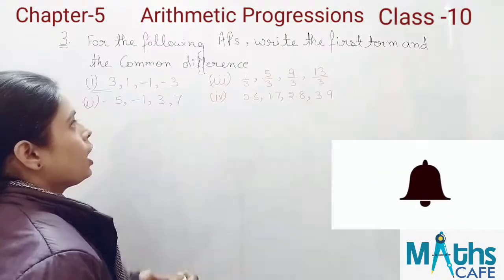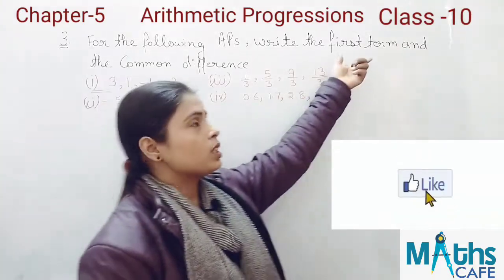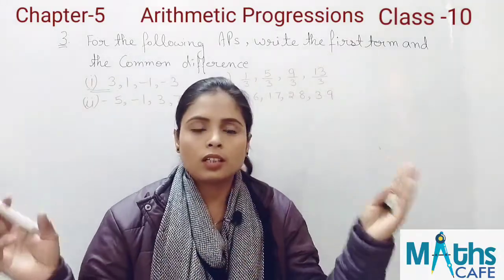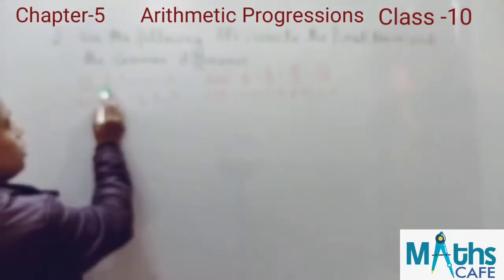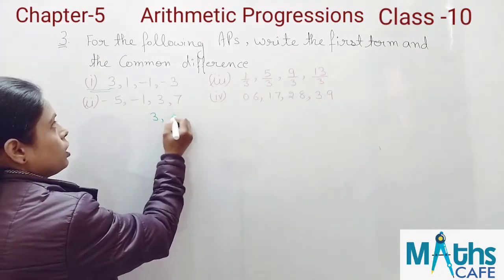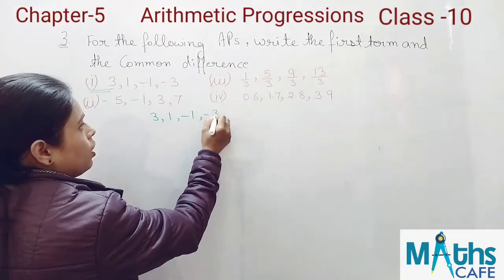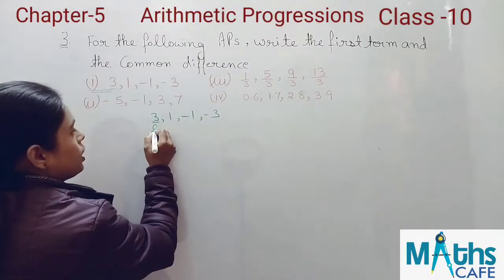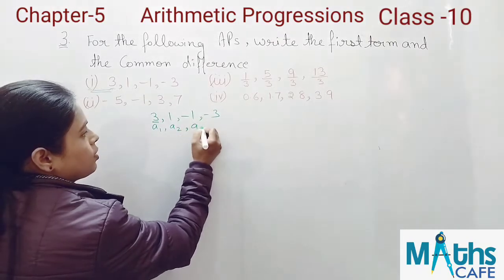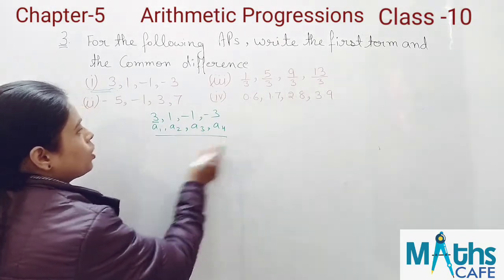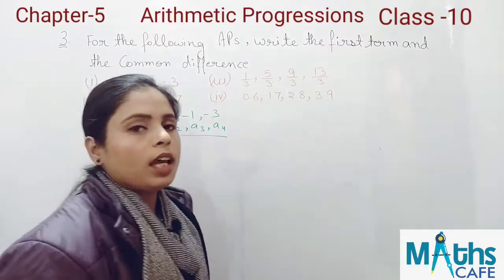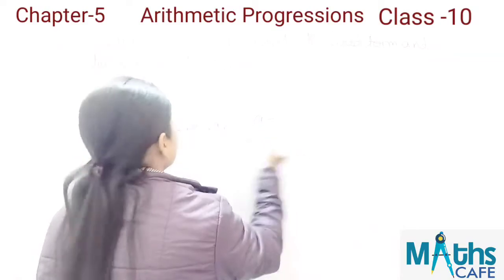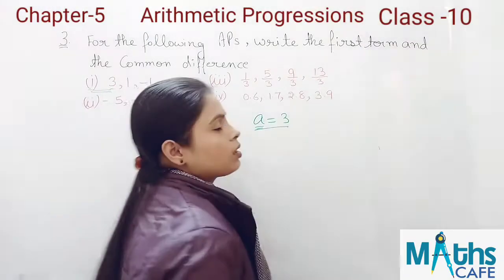For finding the first term, the first term is the first value of the given AP series. That means this value is our first term. How can we consider the terms of an AP series? We read them as A1, A2, A3, and A4. This value 3 is A1, and that is our first term. So for the first part, A is 3, the first term.